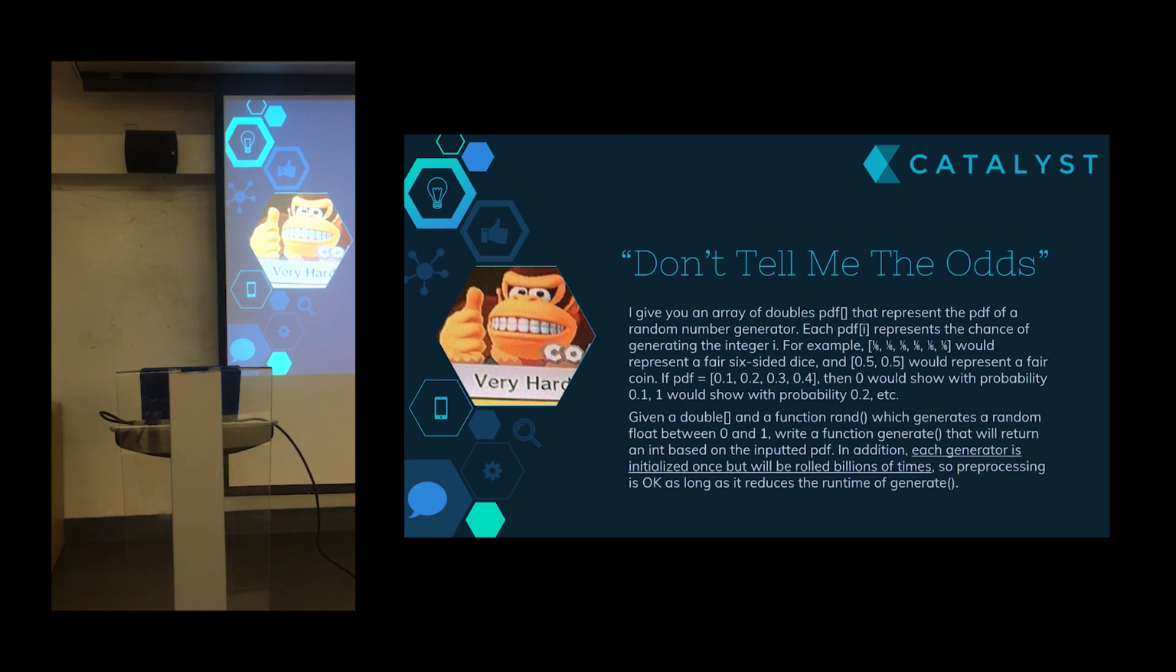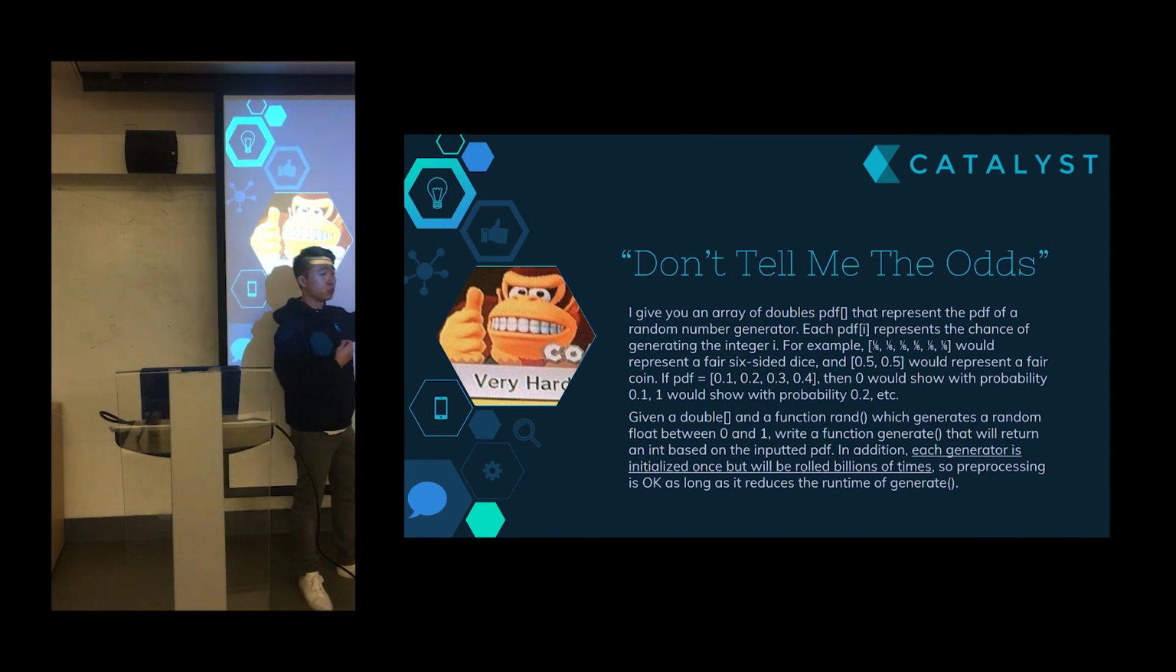So for example, if I gave you this, and I called generate 1,000 times, using a call of the rand function every single time I call generate, this should have about 100, this should have about 200, this should have about 300, this should have about 400. Is generate basically all random?